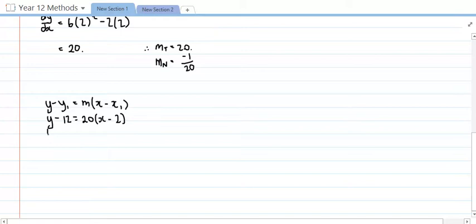So y take 12 equals 20x minus 40. Add 12 on both sides, so y equals 20x minus 28. And that is the equation of the tangent.